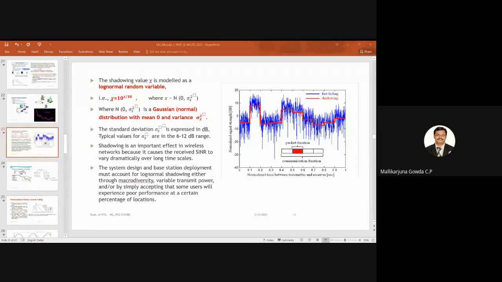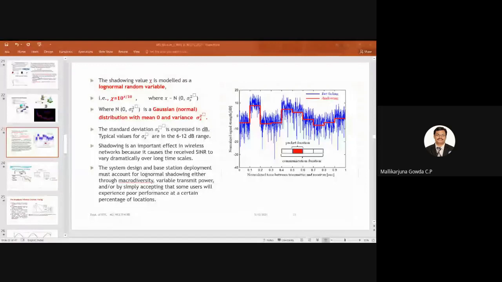We consider this as a Gaussian distribution. I hope you are all aware of different distributions: Gaussian distribution, Bayesian distribution, Poisson distribution and others. So we consider this as a Gaussian distribution with mean 0 and variance sigma square s. And this standard deviation, sigma s, will be expressed in terms of dB, and its value will be in the range of 6 to 12 dB.